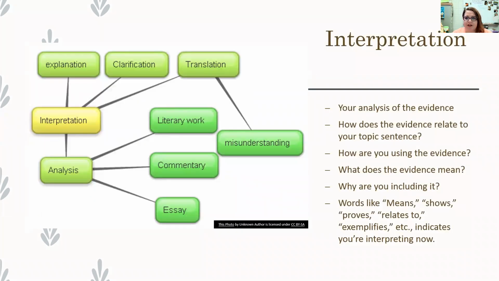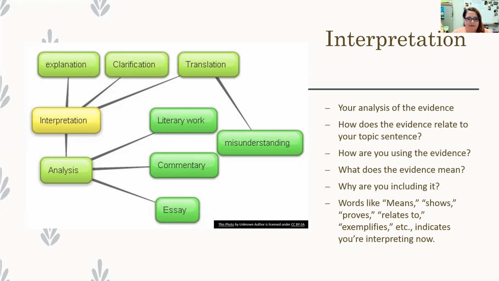And then your interpretation. This should be the biggest part of each body paragraph. This is your individual, independent analysis of the evidence. This is where you explain to your readers how this evidence relates to the main point of your paper and the main point of the paragraph.